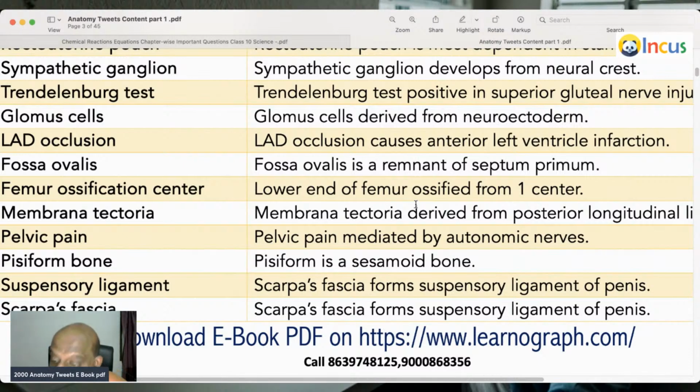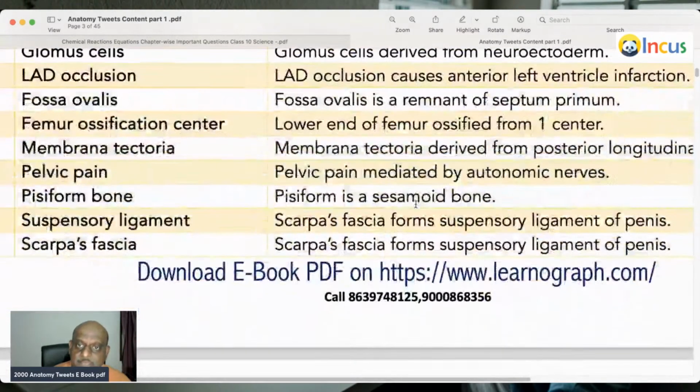What is LAD? Left anterior descending artery, the coronary artery. It is called the widow's artery. Any occlusion of that will lead to infarction of the anterior left ventricle. Fossa ovalis is a remnant of the septum primum embryologically. So you should know the embryology of the heart, one of the favorite areas of the examiner.